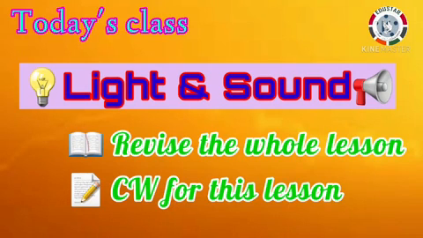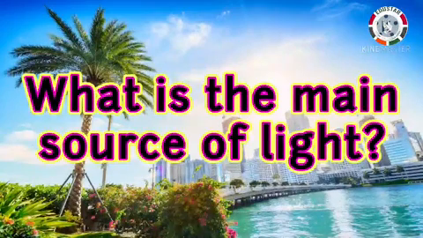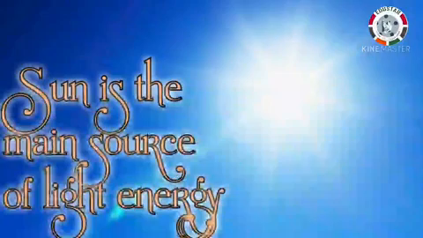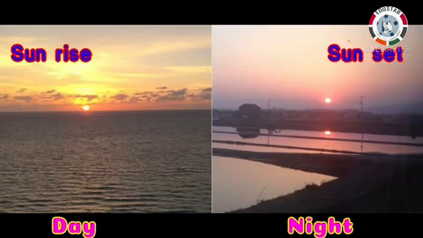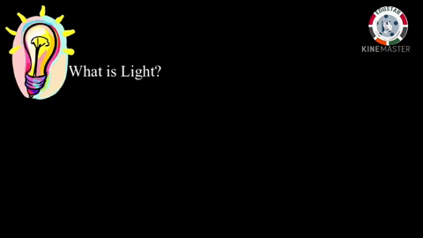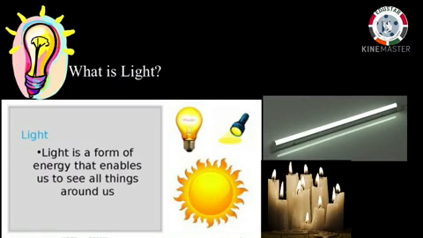Listen carefully. What is the main source of light? Yes, the sun. The sun is the main source of light on the earth. When the sun rises, it is day, and when the sun sets, it is night. Then what is light? Light is a form of energy that enables us to see objects. When light falls on an object, we can see the object.